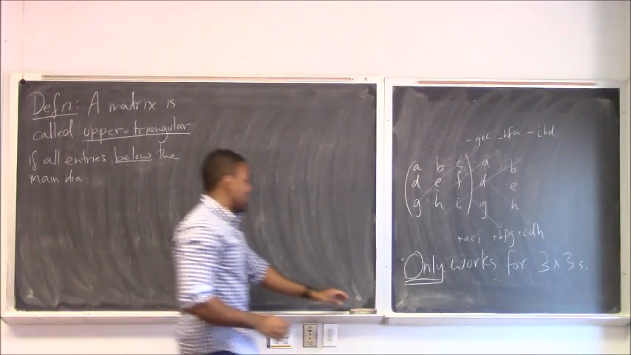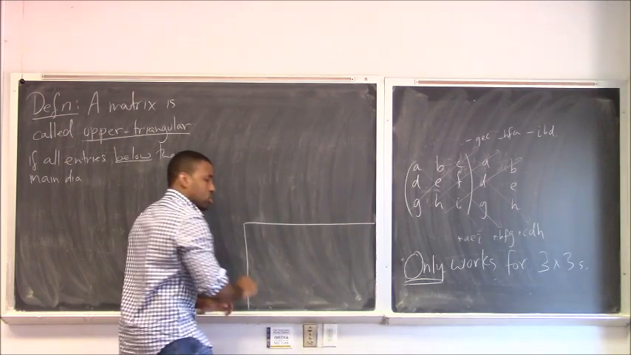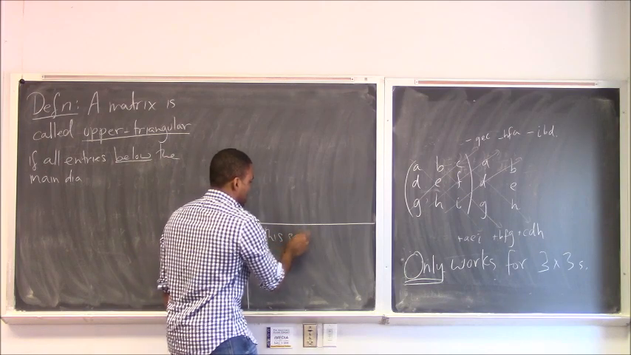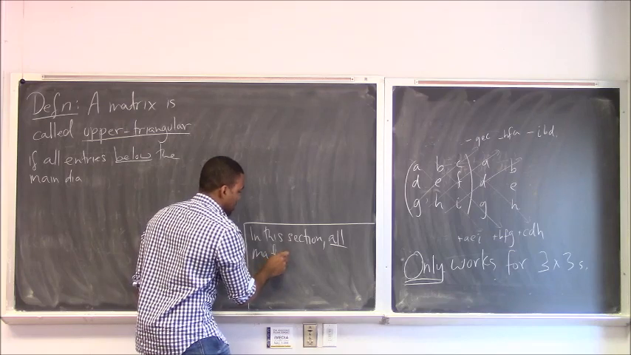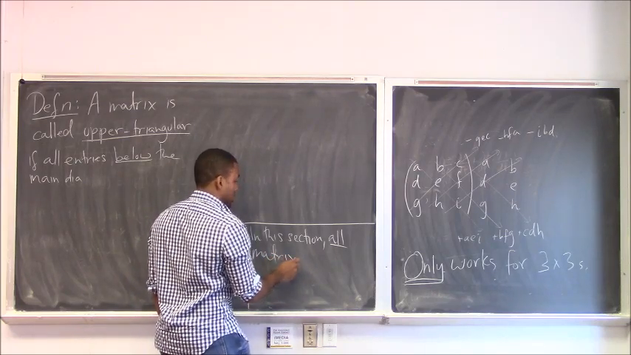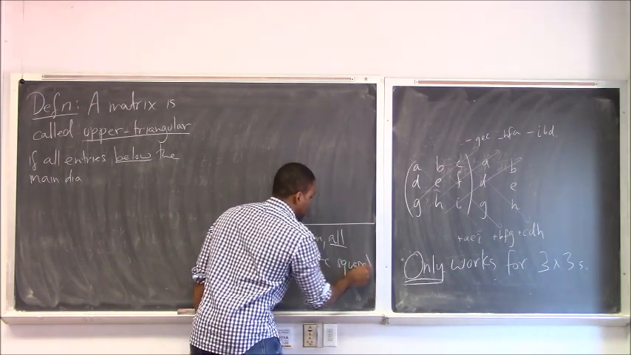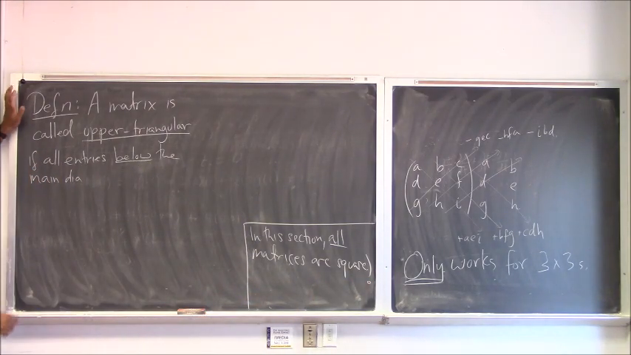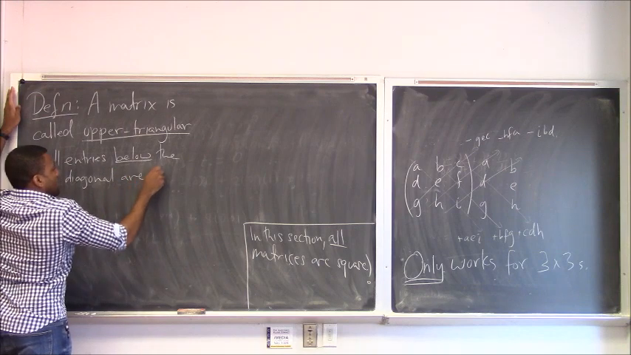And by the way, this will go without saying if I forget to say it: once we're talking about determinants, we're talking about square matrices. In this section, all matrices are square. It doesn't make sense to talk about the determinant of a non-square matrix. So now I'm going to define a certain type of square matrix that we're going to call upper triangular: all entries below the main diagonal are 0.